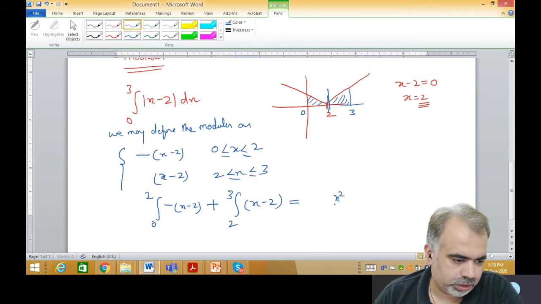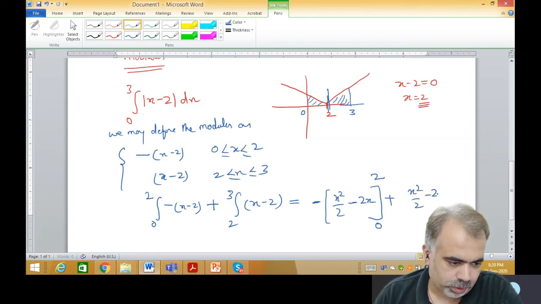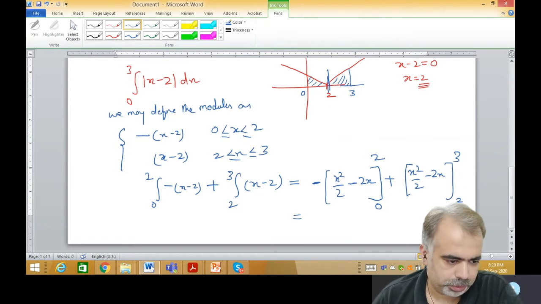The integration of x is x square by 2, and the minus remains the same. For the sake of simplicity, we will take this minus outside, and for minus 2 the integration is 2x. Now we have to put the limit 0 to 2, and after that the integration of x, again x square by 2, minus 2x, and this time we have the limit 2 to 3. Now the same thing you have to follow: upper limit minus lower limit.